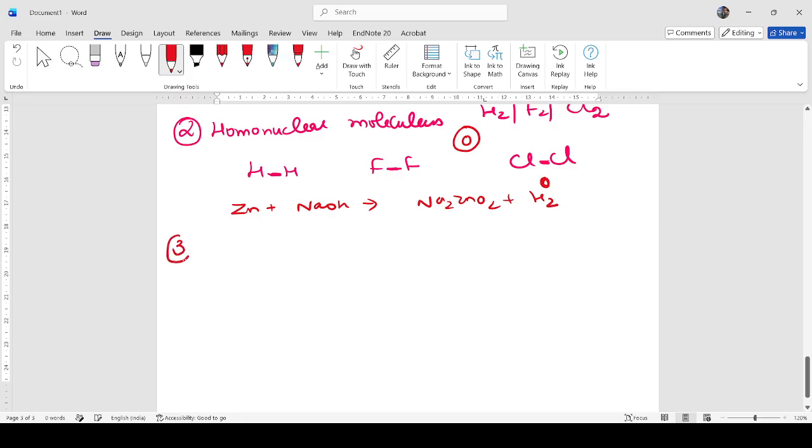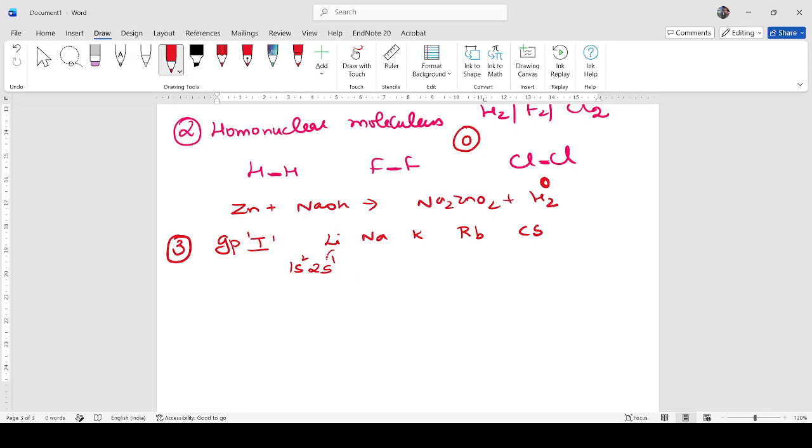Now the third case. Whenever you have the chance for an element to show its oxidation stability, that is what is called the oxidation state. I am talking about group 1 elements: lithium, sodium, potassium, rubidium, cesium. I am missing out francium because it is radioactive. So lithium, what is the electronic configuration? 1s2, 2s1, that's right, because lithium is atomic number 3.